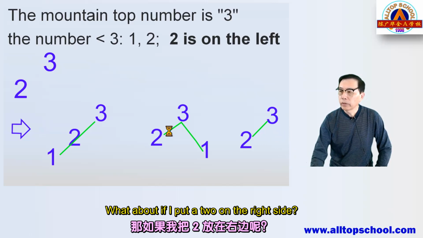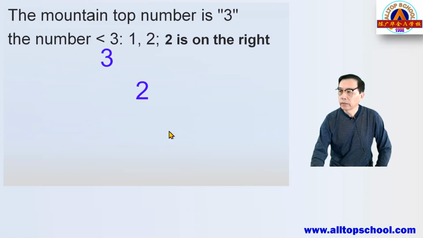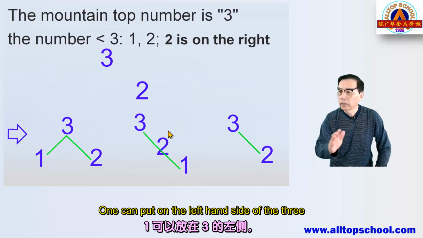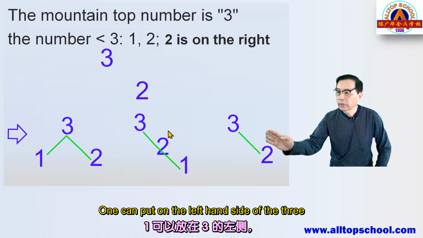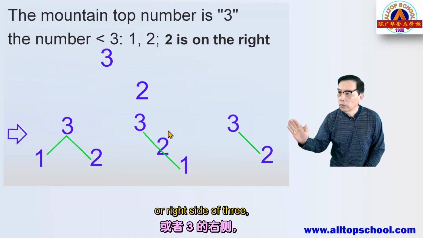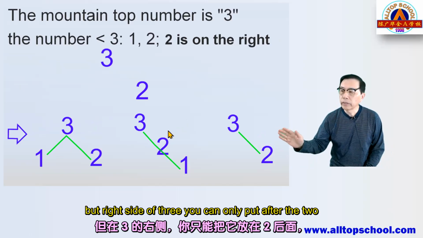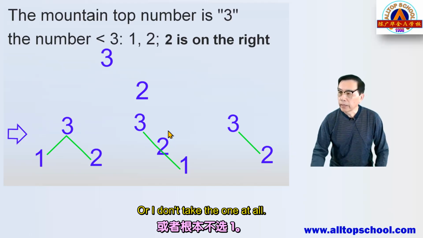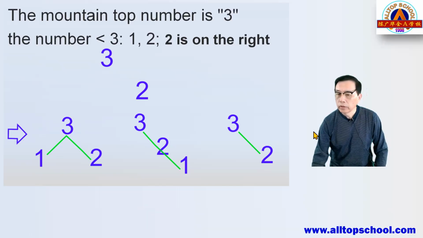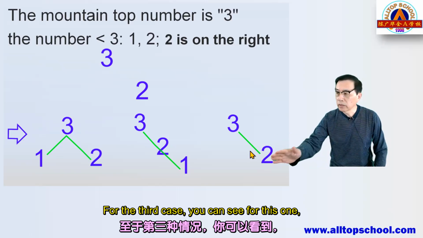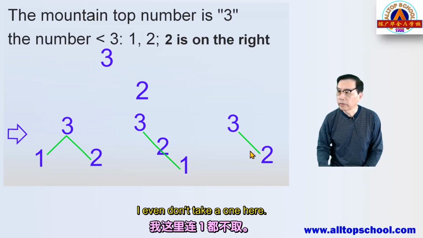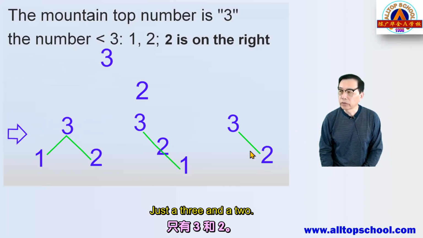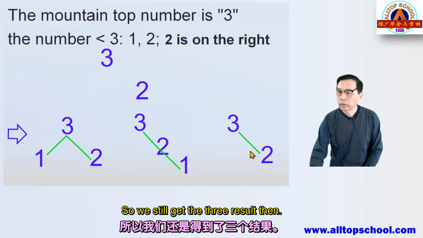What about if I put a 2 on the right side? And then we can do the same thing. 1 can put on the left-hand side of the 3 or right side of 3, but right side of 3 you can only put after the 2 because it has to be decreasing. Or I don't take the 1 at all for the third case. You can see for this one, I even don't take a 1 here, just the 3 and the 2. So we still get the 3 result then.